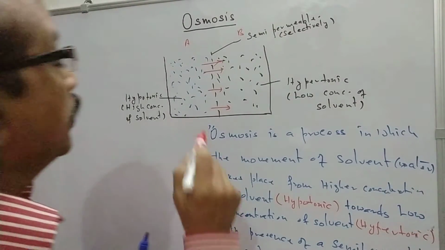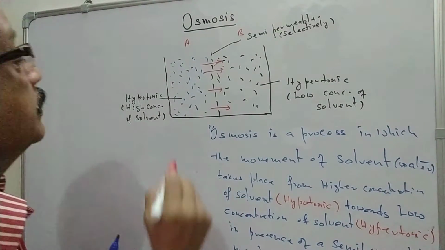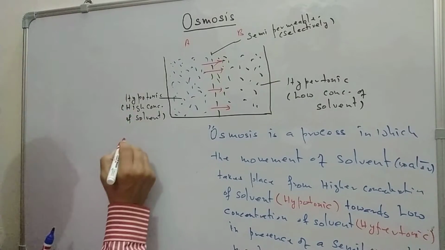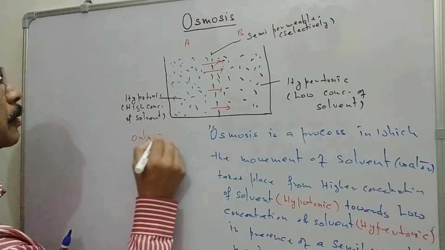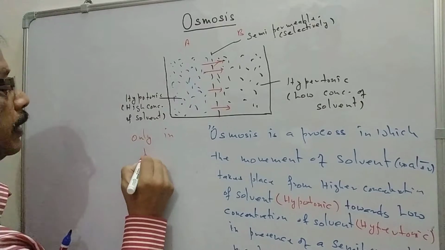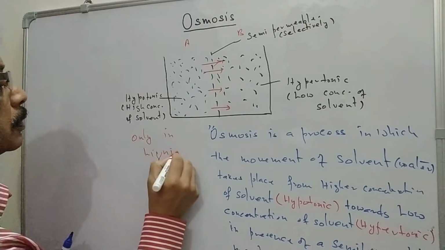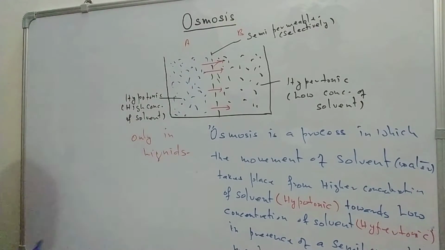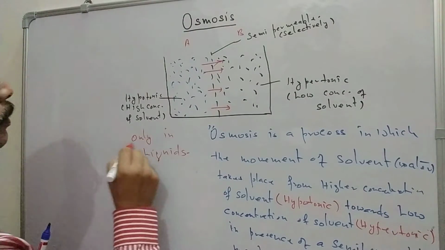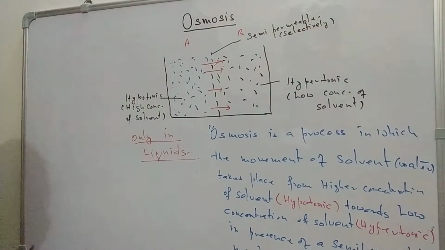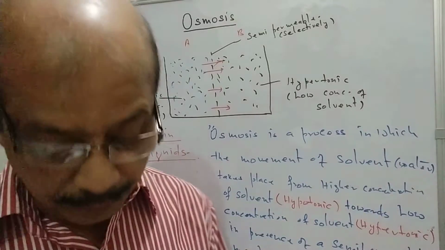The most important point of osmosis is that this process takes place only in liquids, while diffusion takes place in all three states of matter.